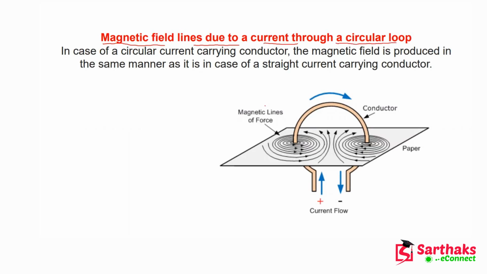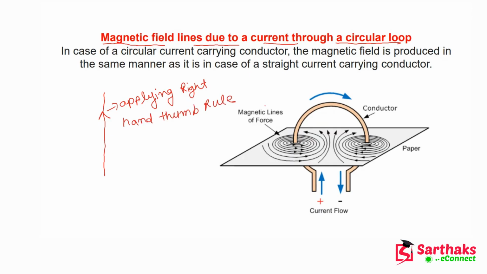So basically, till now we have seen the magnetic field lines in a straight conductor, a straight current carrying conductor. So how can we find out the direction of magnetic field lines in this condition? We can simply apply the right hand thumb rule.